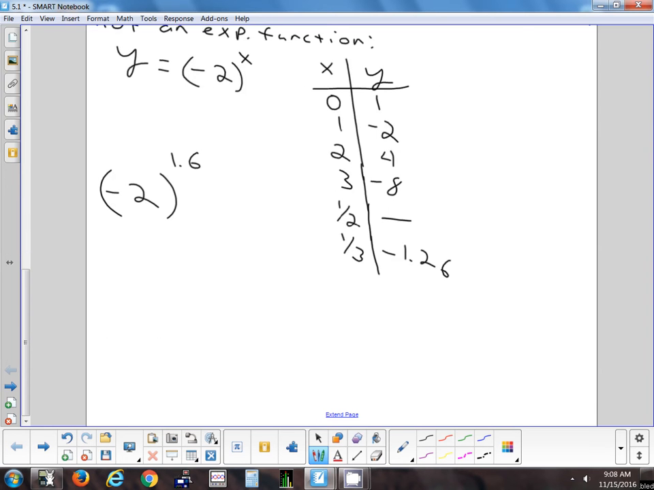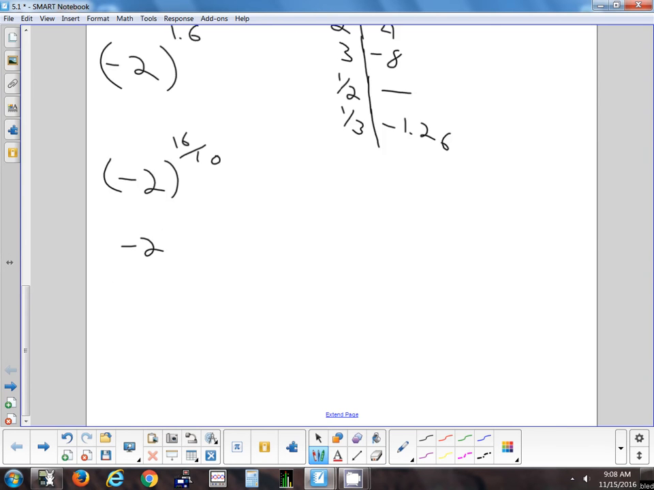Negative 2 to the 1.6. Could I do it? I don't know. Let me write it as a fraction. 16/10 is 1.6, and that would reduce to 8/5. So that one I don't think I would be able to do because it's an odd denominator. And I can't take, oh no, odd, I'm sorry, you can do. You can take odd roots of negatives.